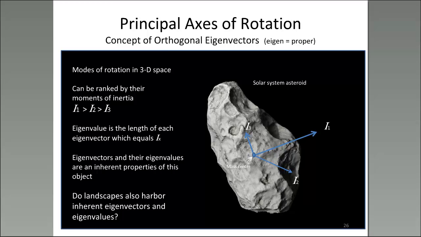The eigenvalue is the length of each of the eigenvectors. So eigenvectors and their eigenvalues are inherent properties of this object. Now, my question is, do landscapes also harbor inherent eigenvectors and eigenvalues?